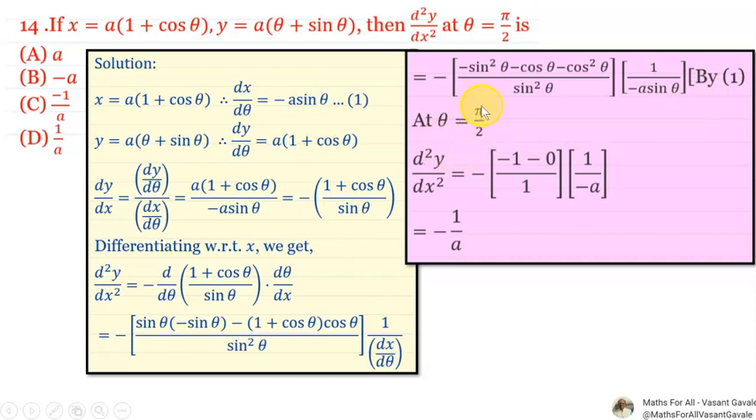At theta is equals to pi by 2. Okay, at theta is equals to pi by 2 means what? Sine of 90. Sine 90 is 1. Here it will be 0, this will be 0. Okay, and the denominator will also be 1. What about here? Here it will be 1. That is minus 1 upon a. Overall, this minus and minus will become plus. But outside, there is again a minus sign. Therefore, d2y by dx square is equals to minus 1 upon a, and hence the option C is correct. Next example.